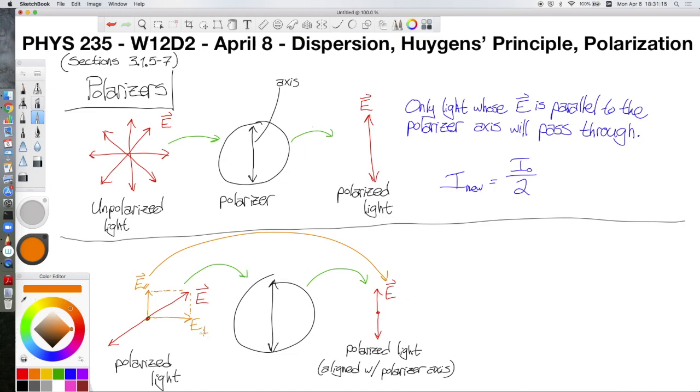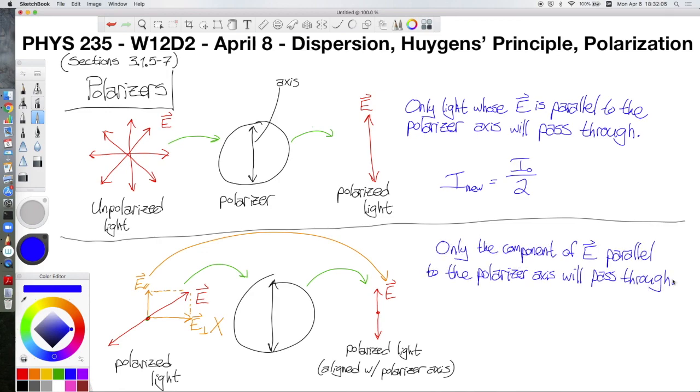We also have this other component of the electric field, the component that is perpendicular to the polarizer axis, and this part is completely blocked. So in words, only the component of the electric field parallel to the polarizer axis will pass through the polarizer.